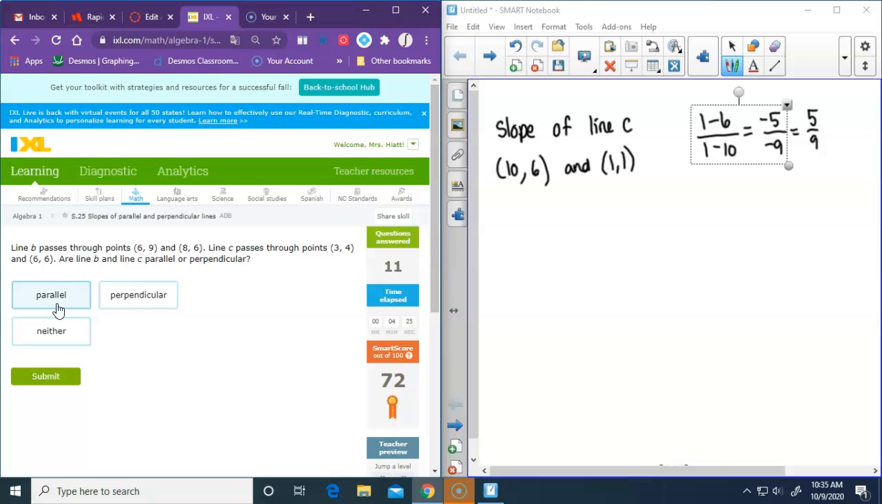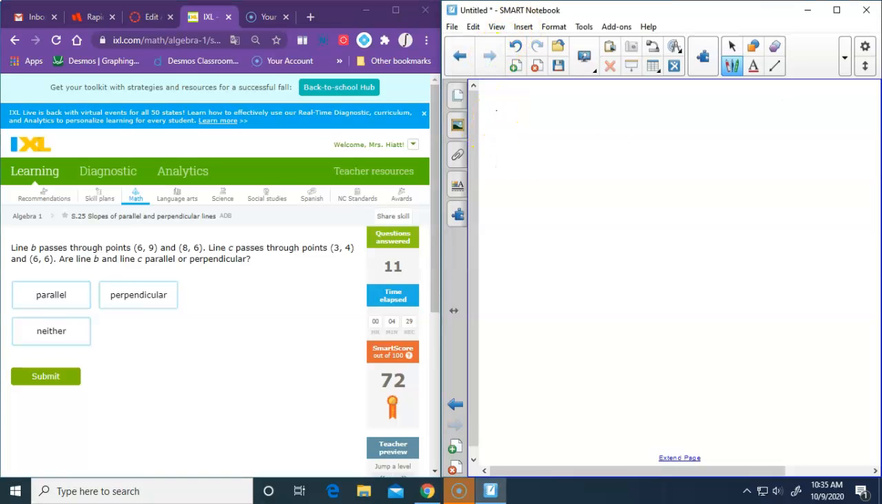Okay. Then you're going to see some problems that look like this. It says line B passes through the points (6, 9) and (8, 6). It tells us that line C passes through (3, 4) and (6, 6). And we're supposed to tell whether these lines are parallel, perpendicular, or neither.